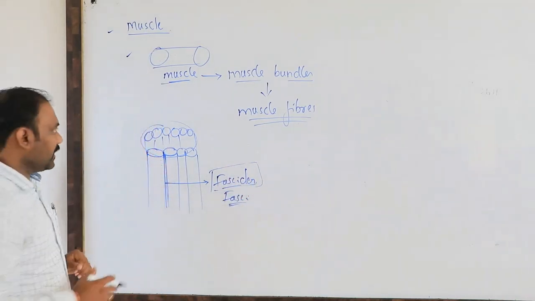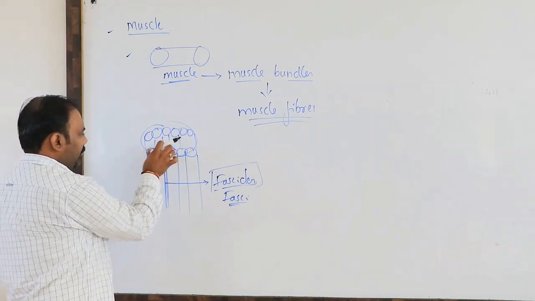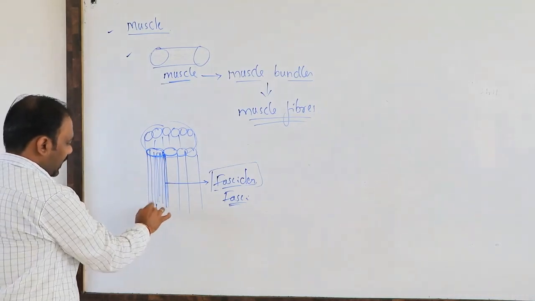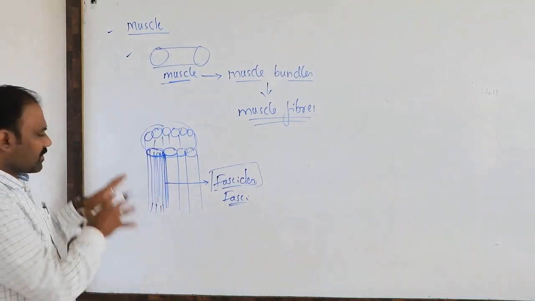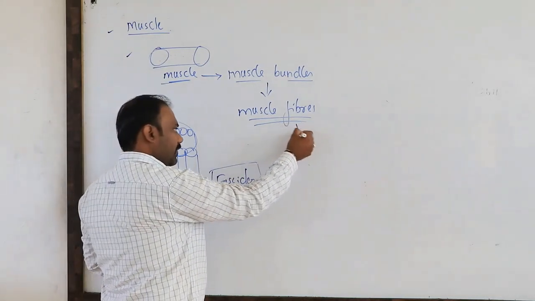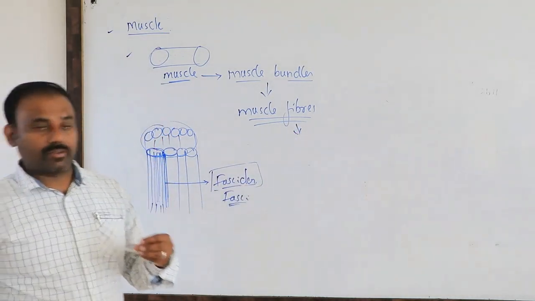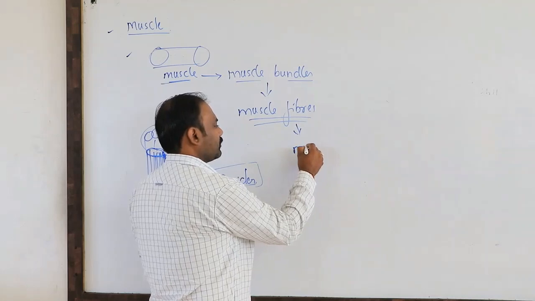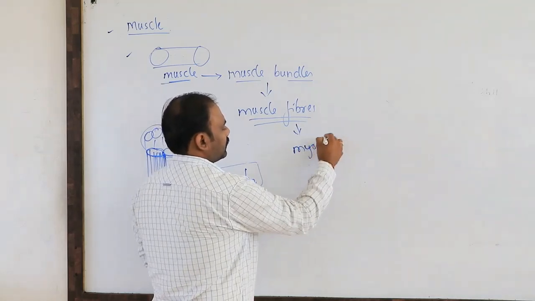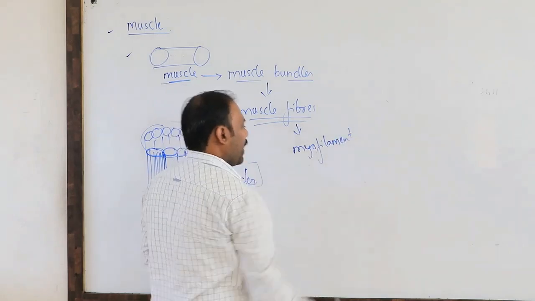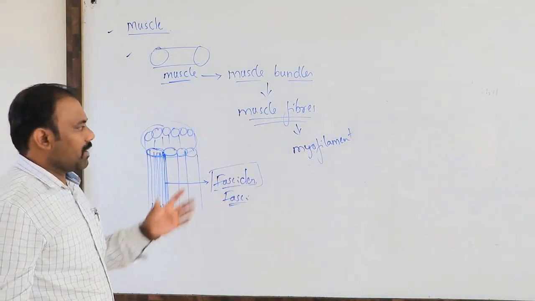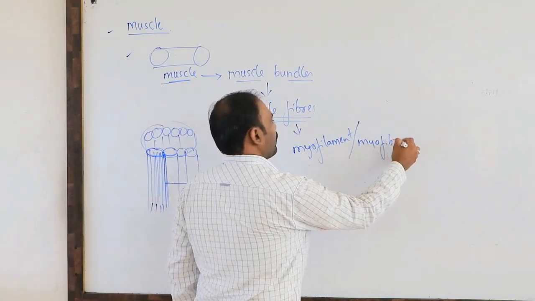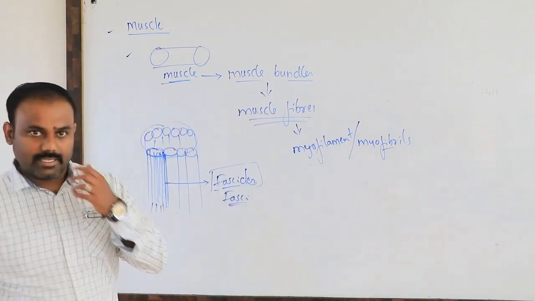The muscle bundle is again made up of muscle fibers like this. As you can understand, each and every one is considered a muscle fiber. They are the structural units. Next, when you take muscle fibers, these muscle fibers are made up of structural units called myofilaments, also called myofibrils.